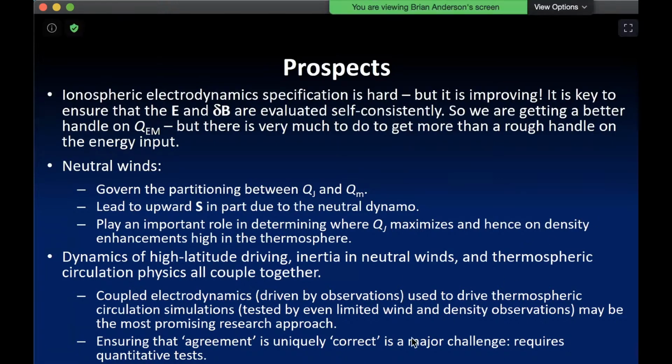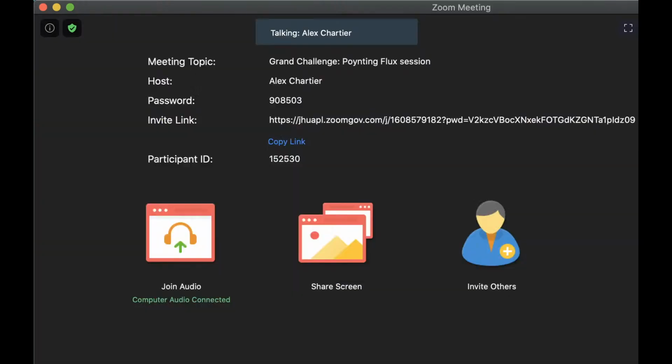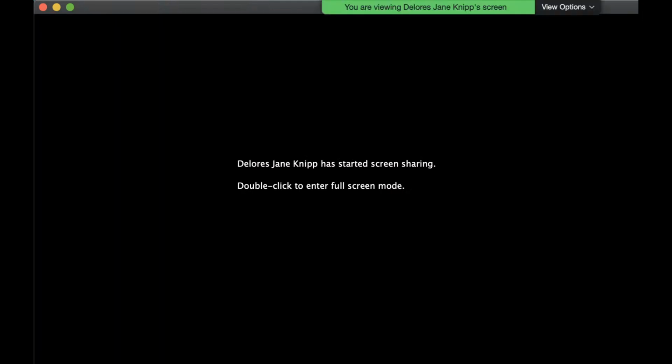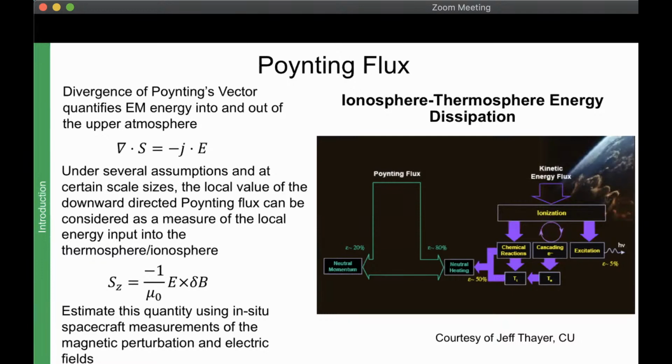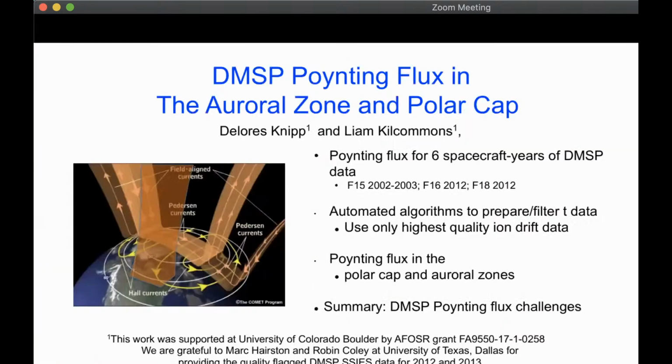Okay. Well, with that, I'm going to ask you to stop sharing the screen and see if Dolores Knipp can share her screen for the next talk. I'm coming in to share my screen. Just one moment. Is that showing? Yeah, I see it fine. So please feel free to start.